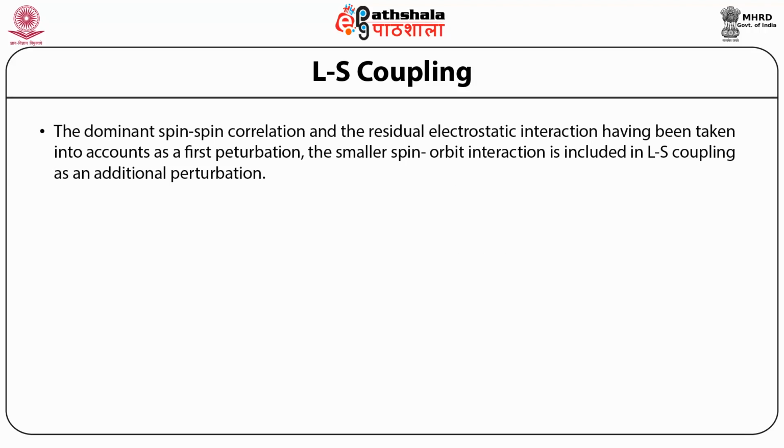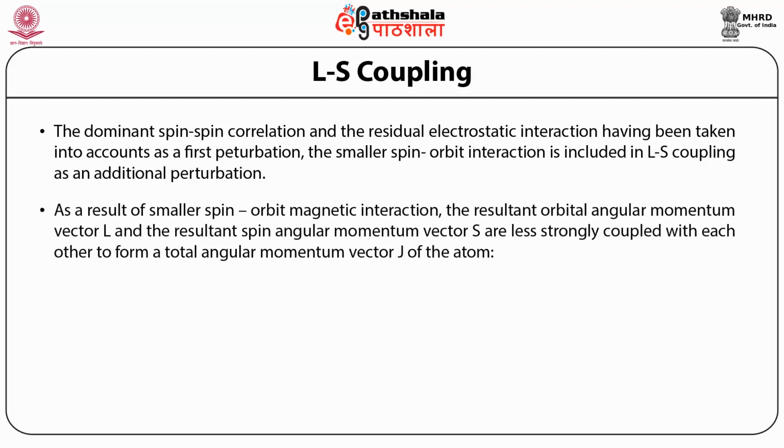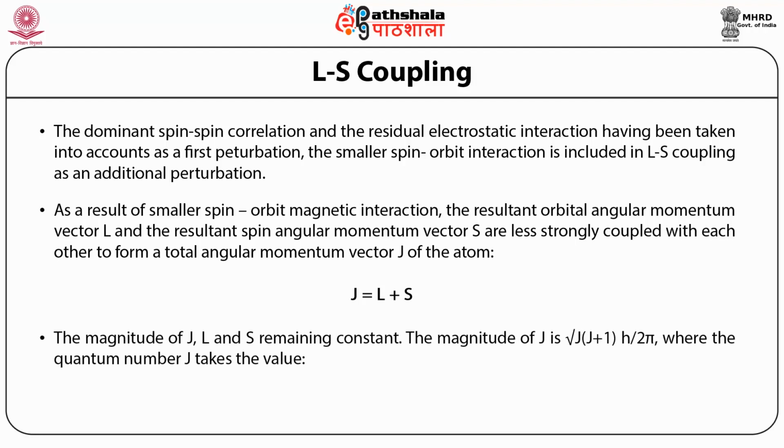The dominant spin-spin correlation and the residual electrostatic interaction having been taken into account as a first perturbation, the smaller spin-orbit interaction is included in LS coupling as an additional perturbation. As a result of the smaller spin-orbit magnetic interaction, the resultant orbital angular momentum vector L and the resultant spin angular momentum vector S are less strongly coupled with each other to form a total angular momentum vector J of the atom, and J = L + S, the magnitudes of J, L and S remaining constant.